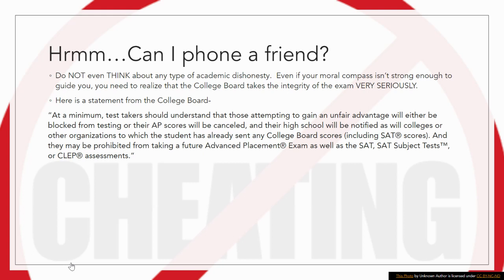And if you get caught, please don't, first of all, put me in that position because I do not like that position. But if you get caught, that could void not only this AP score, but subsequent AP scores. It could affect your SAT. Just don't do it. Okay? Don't do it. All right.